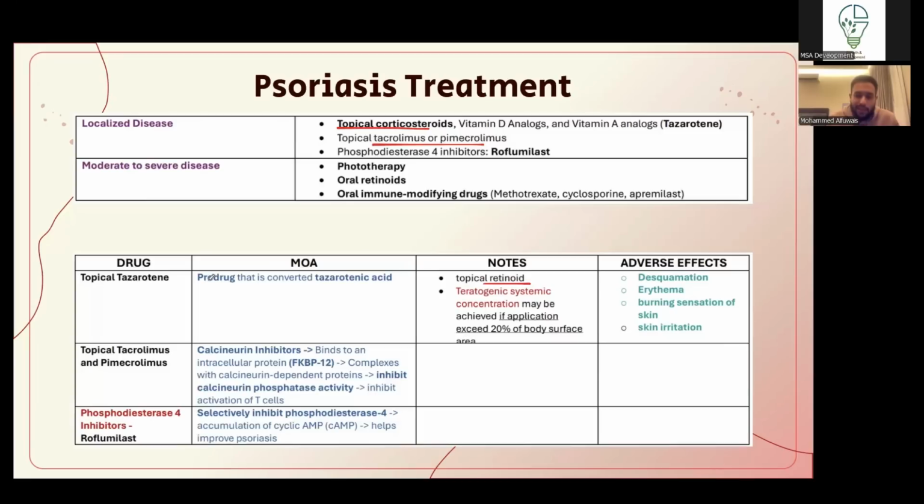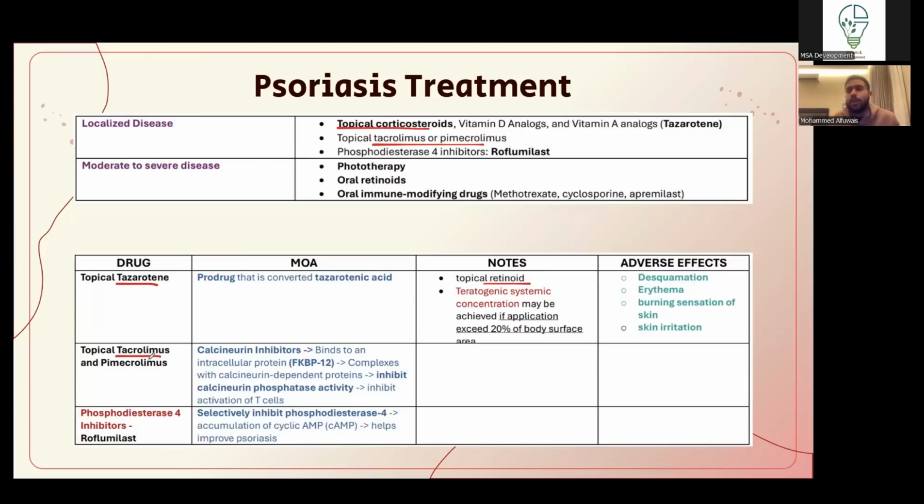Just remember the medication names. However, the chances of you actually getting a question about any of these is very minimal. Tazarotene is a retinoid that you can use. Again, it's teratogenic. Then you have immunosuppressants, which is tacrolimus, which are calcineurin inhibitors.